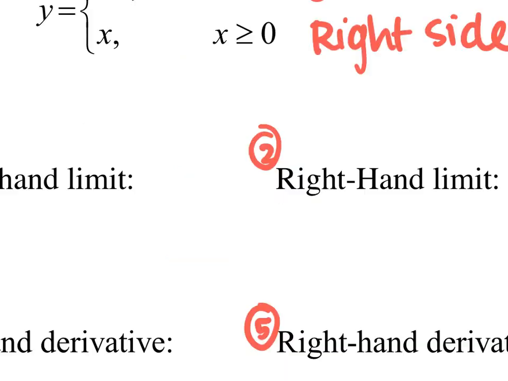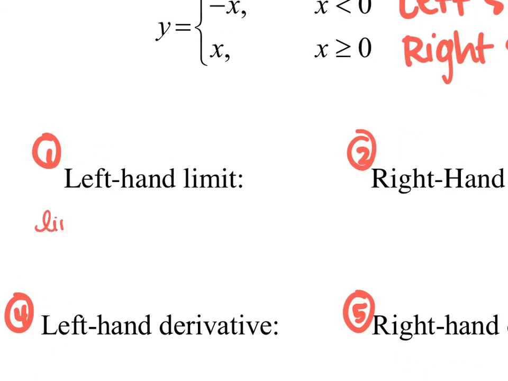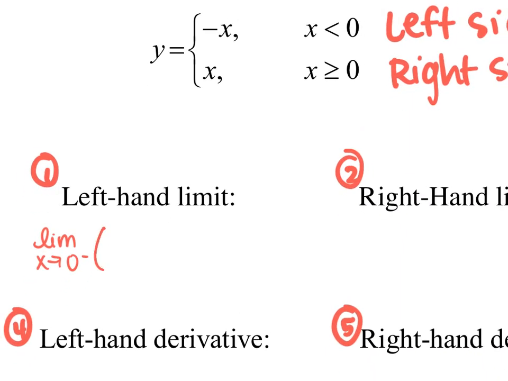Okay, so let's check the left hand limit. So we want to check the limit as x approaches 0 from the left. And when we do, we'll be using the function negative x. So we're going to put in negative 0 minus. Those are both two negative numbers. They cancel each other out. We get 0.